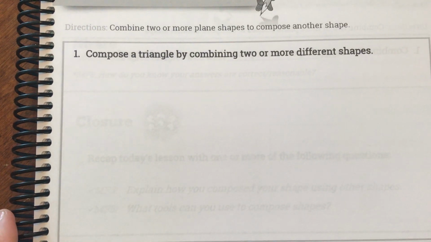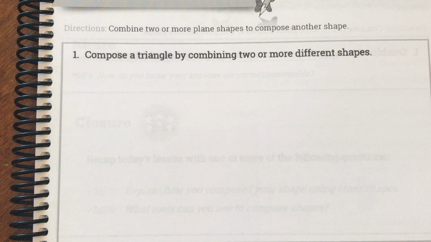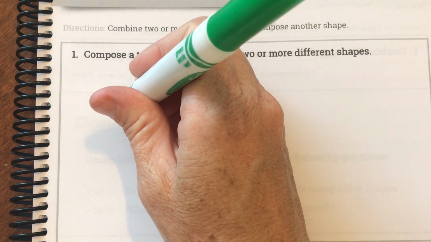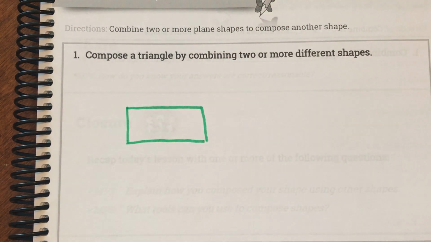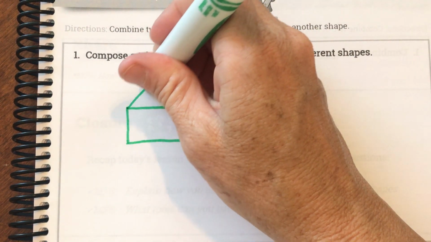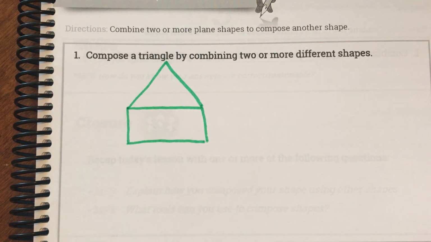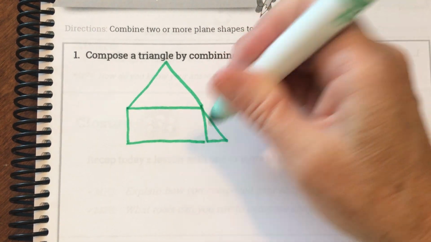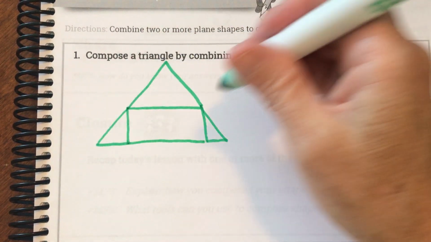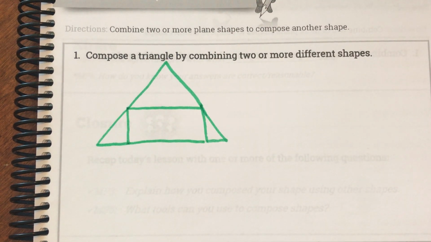We're on page 252. And our first problem says, compose a triangle by combining two or more different shapes. Okay, so why don't we start by drawing a rectangle? Let's draw a rectangle with a triangle on top, like a house, and then let's draw triangles on the side. So that would be a triangle.